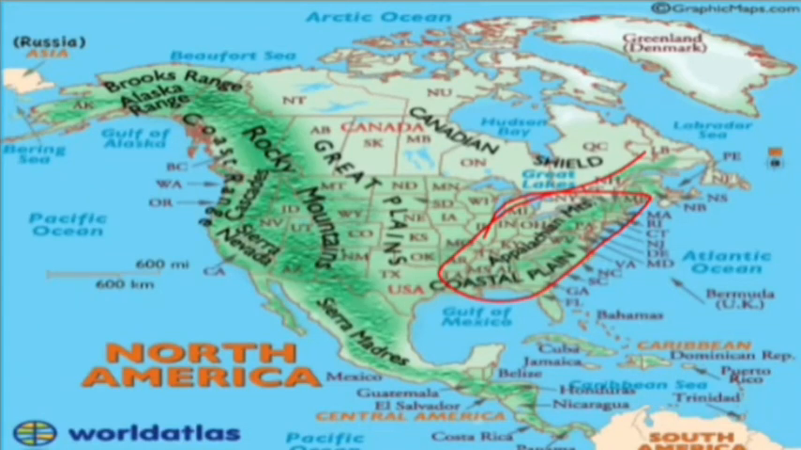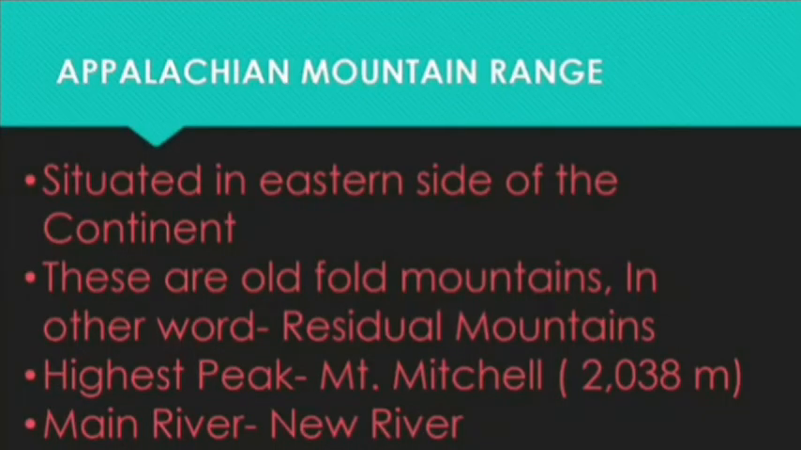Here you can see that on the eastern side of the continent, Appalachian mountain range is situated. As I told you, it is situated on the eastern side of the North American continent. These mountains are also fold mountains, just like Rockies mountain range and other mountain ranges situated in the western Cordilleras. Only difference between both is that this is a residual mountain. This is very old. Because of being so old, it is a residual mountain, and because of erosion, its great height has reduced to a very low height.